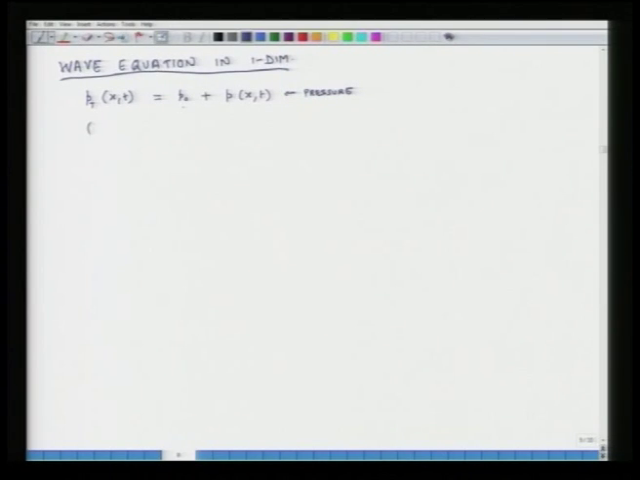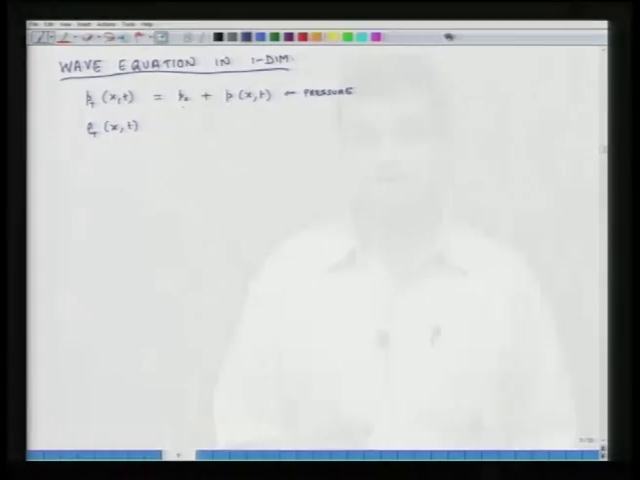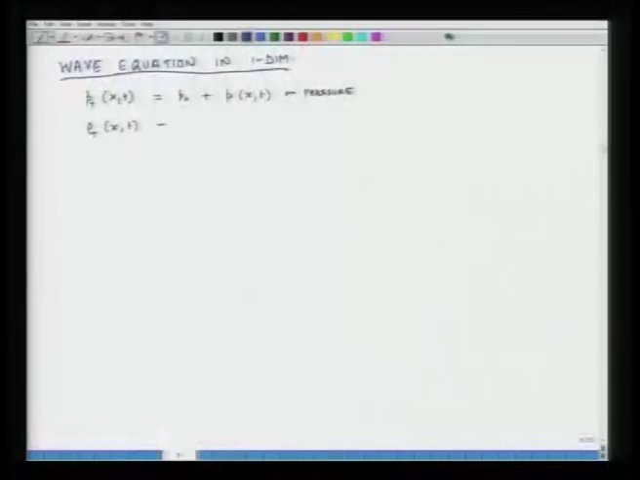Likewise, for the density of the air under consideration, the final density could be rho subscript t, and that is equal to my initial density, which is rho naught, plus incremental change in the density, which is rho, which is again a function of position and time. So, that is my relation for density.